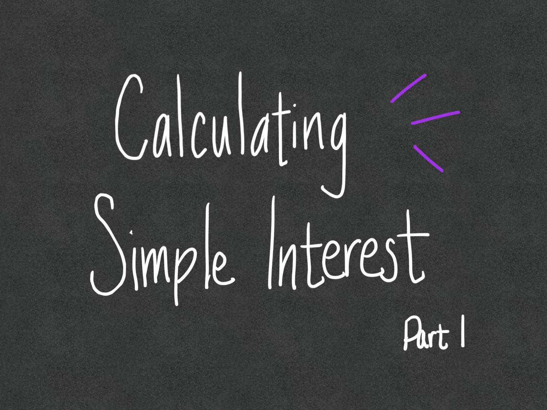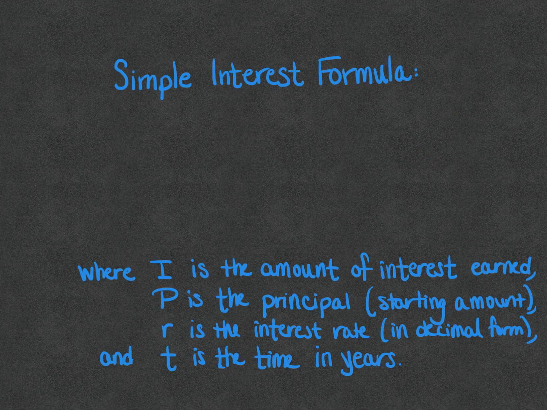In this video, we will be talking about how to calculate simple interest. In order to calculate simple interest, we will need the simple interest formula, which is I equals P times R times T, where I is the amount of interest earned, P is the principal, or the starting amount, R is the interest rate, written in decimal form, and T is the time in years.